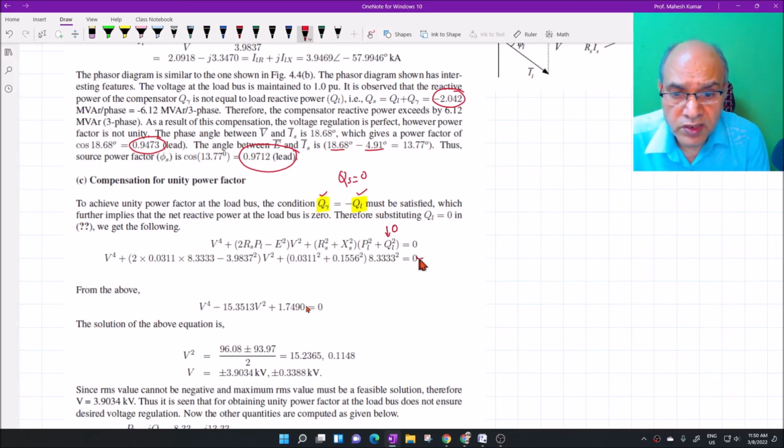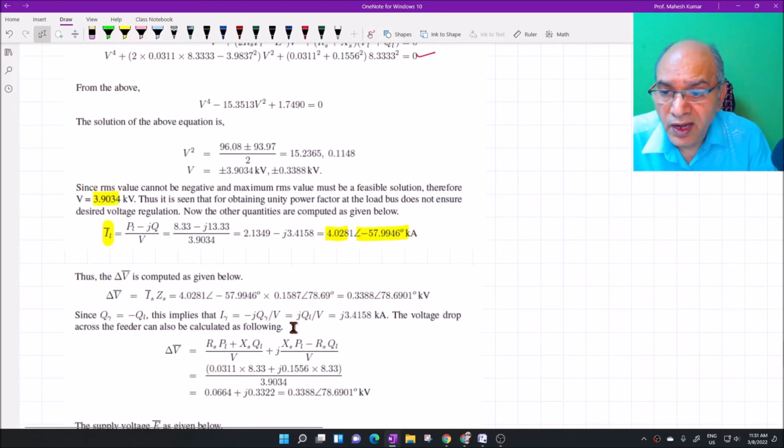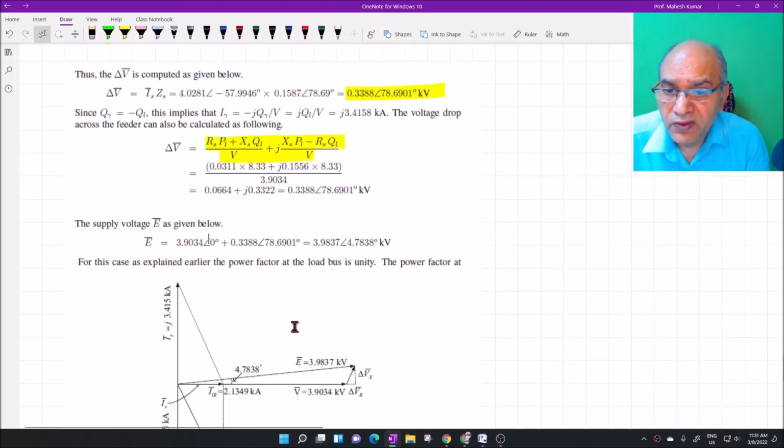Then you solve for this voltage, the voltage comes out to be 3.90 at the load bus. So 3.90 is not 3.98, the exact value of E, but it is close to value of E. And with this we can find out the current P minus jQ by B, which is 4.02, angle of minus 57. Delta V is I into ZS, 0.33, angle of 69.69, which can also be verified from this expression, and value of E is 3.9.